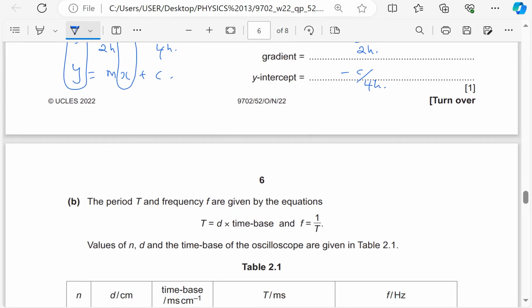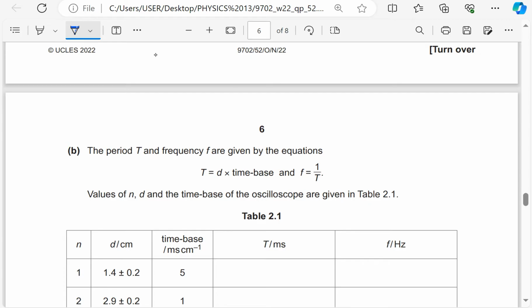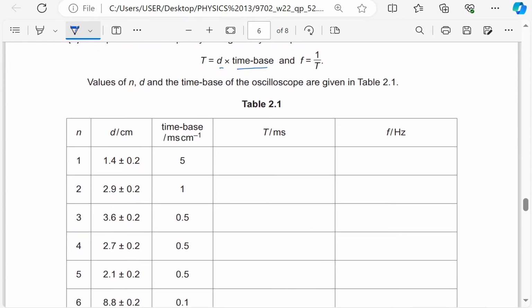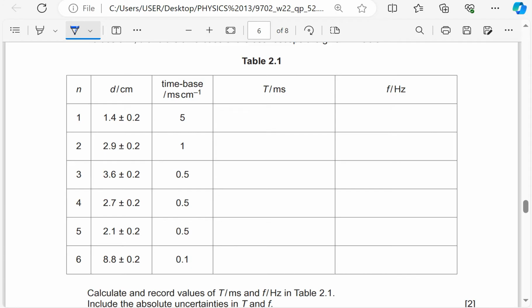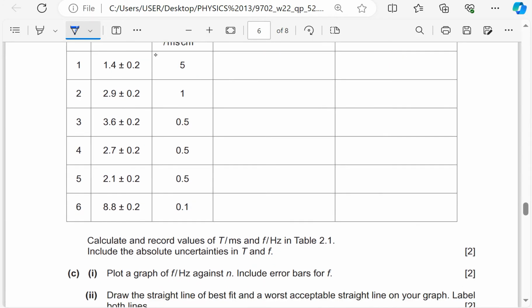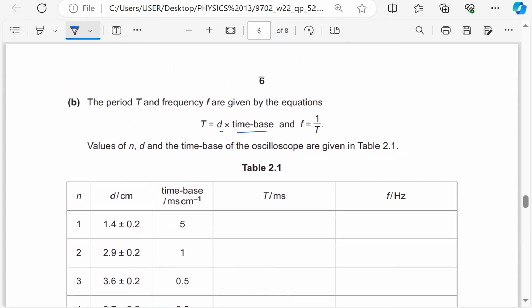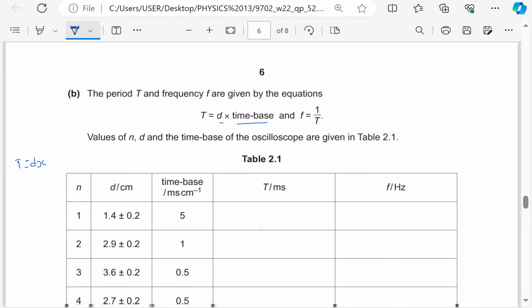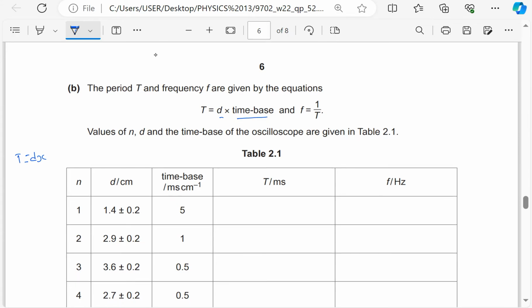The period T and the frequency f are given by the equations. T is equal to d times the time-base setting, and f is 1 over T. Values of n, d, and the time base of the oscilloscope are given in the table. Calculate and record values of T in milliseconds and f in hertz in the table. Include absolute uncertainties in T and f. So remember, T is equal to d times the time-base setting. I'll call it x. So T is d times x.